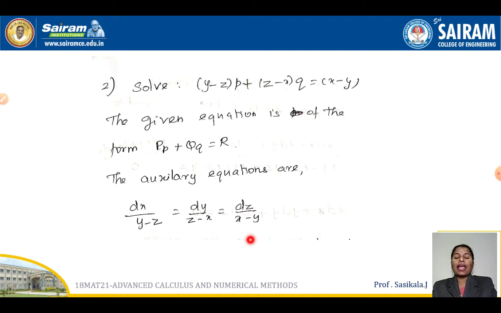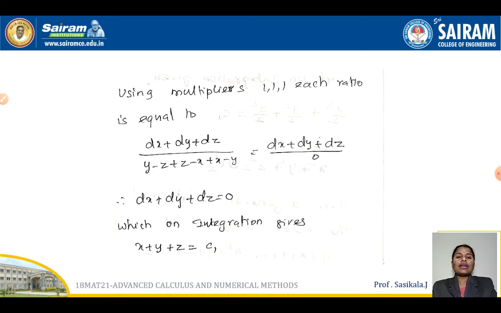As it is, you are supposed to add, meaning the multiple terms should be only 1. For that reason, their multipliers have been taken as 1, 1, 1. Each ratio is equal to k1 into dx plus k2 into dy plus k3 into dz by P value, y minus z into k1 is 1, plus q, z minus x into 1, plus x minus y into 1. That is what has been taken here.